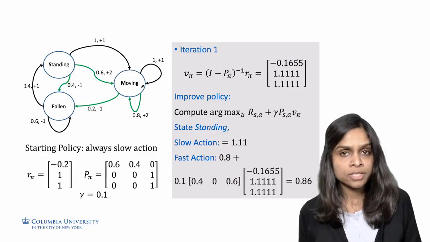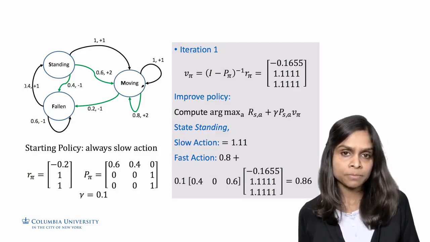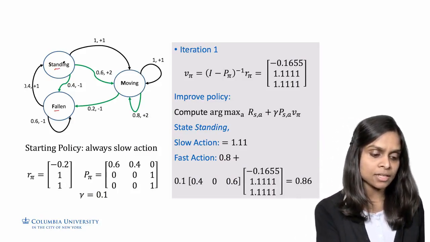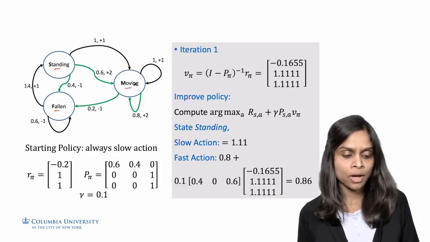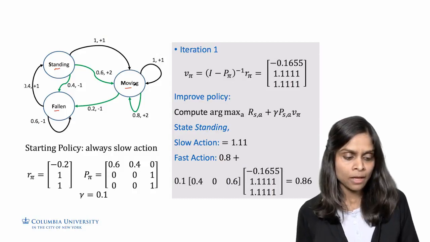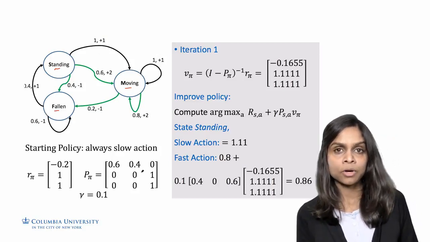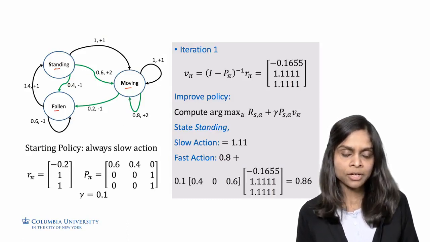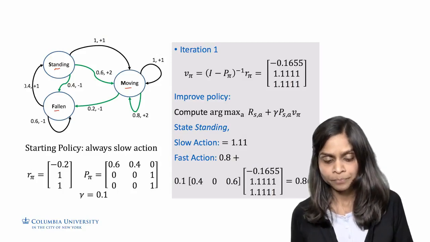To understand how the policy iteration method works, let's go back to our favorite example of a simple MDP with 3 states and 2 actions. The 3 states are the fallen state, standing state, and moving state of a robot, and the 2 actions are the so-called slow action and fast action. What happens when the robot takes a slow action is shown by the black arrows here, and what happens when the robot takes a fast action is shown by the green arrows here. Now let's try to find the optimal policy of this MDP using policy iteration.